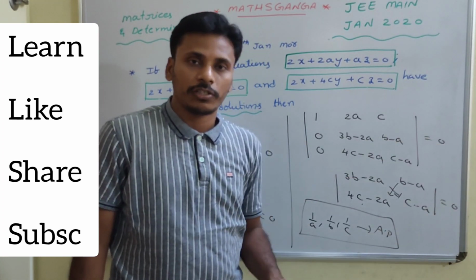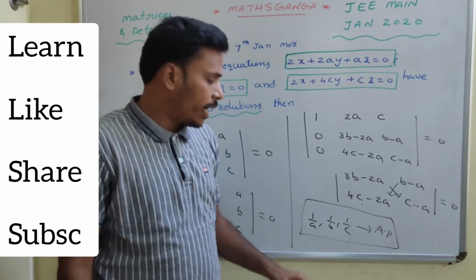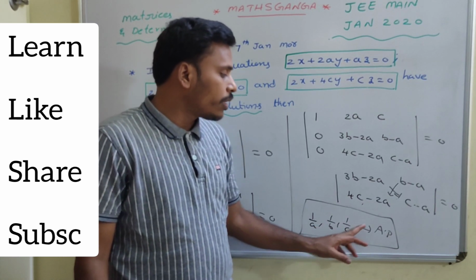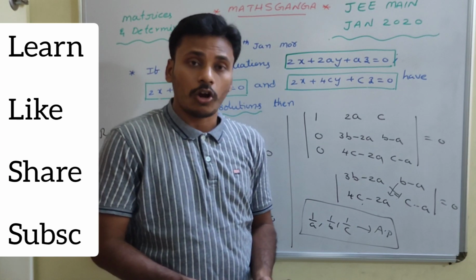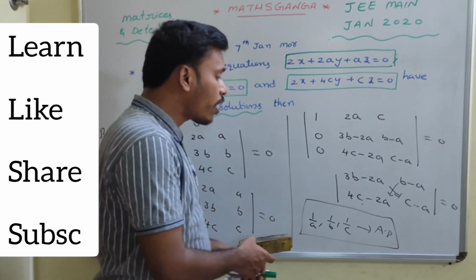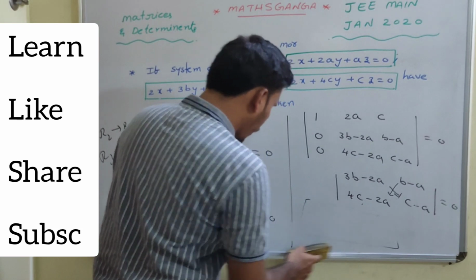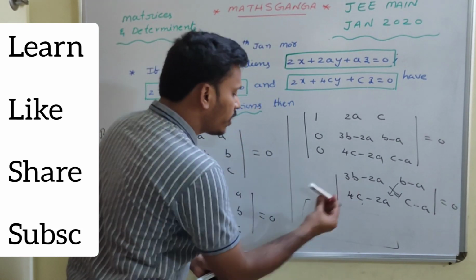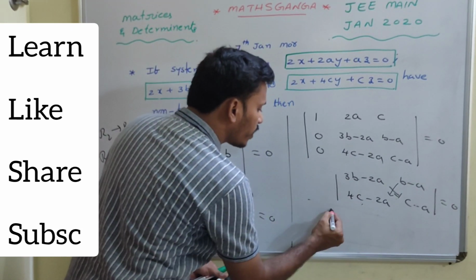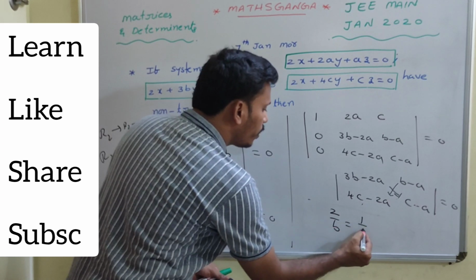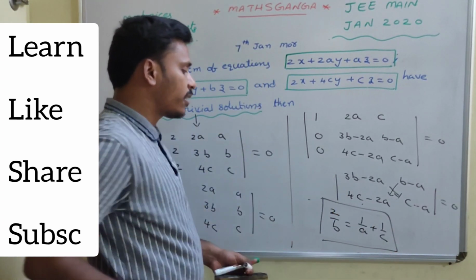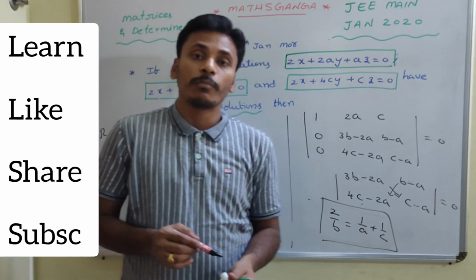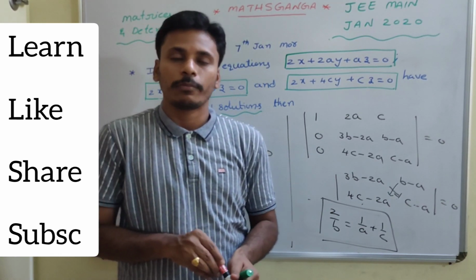On simplification, automatically you will arrive at 1 by a, 1 by b, 1 by c being in arithmetic progression. How can we say whether they are in arithmetic progression or not? If you simplify this algebraically, you will get the relation 2 by b is equal to 1 by a plus 1 by c. And it directly suggests that 1 by a, 1 by b, 1 by c are in arithmetic progression.